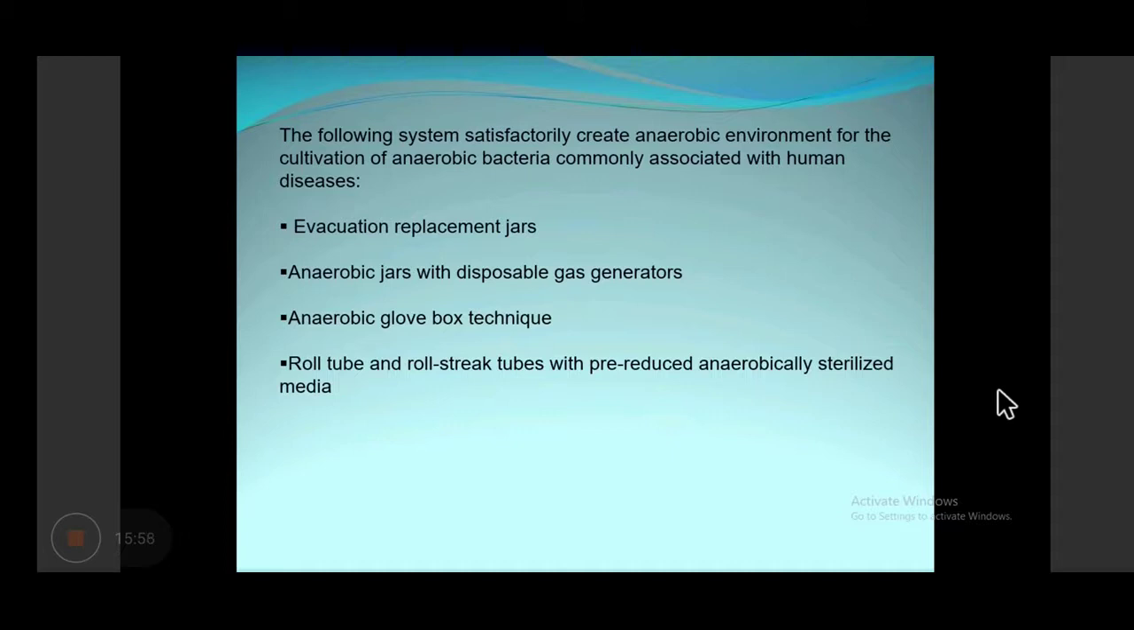Third is the anaerobic glove box technique. In this technique we avoid exposure to oxygen. Or roll streak tube with pre-reduced, anaerobically sterilized media. So these are the plates available. We will describe it later. These are the plates which are anaerobically pre-reduced, anaerobically sterilized. We call this media PRAS media.